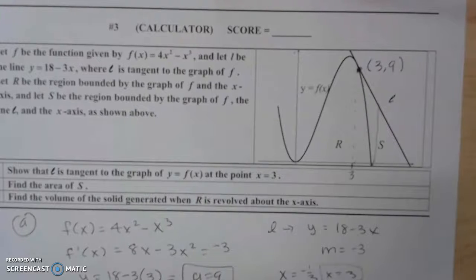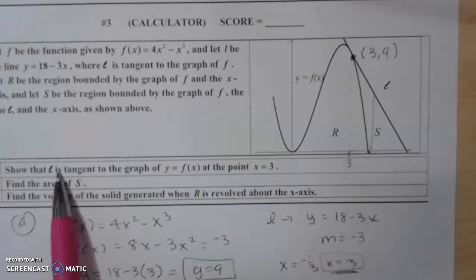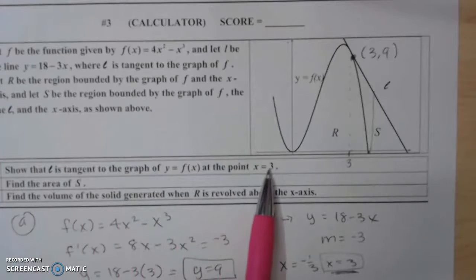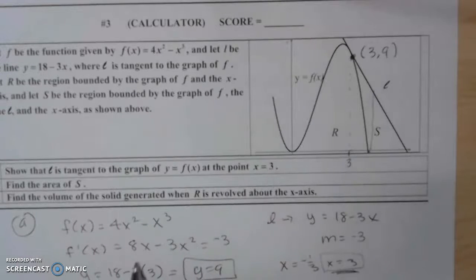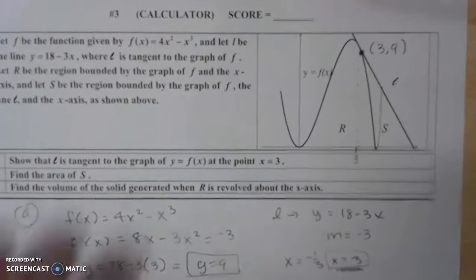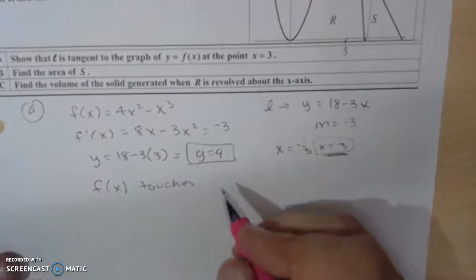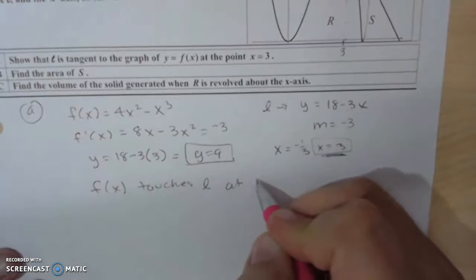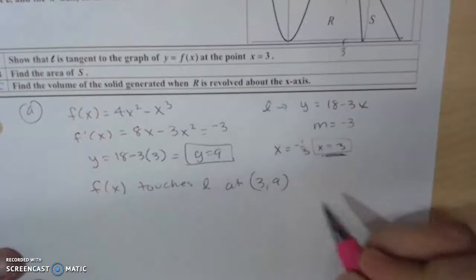All right? So show that the line is tangent to the graph of f of x at the point 3. Oh, well, we did that by showing that f of x touches line L at 3, 9.